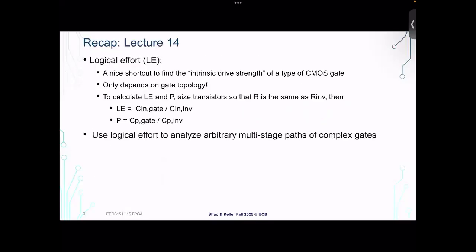Okay, so let's briefly recap last lecture where we talked about logical effort. Once again, logical effort is not in scope for the midterm. So we're only going to talk about this very briefly today, and then we're going to put it on the shelf for a couple of weeks.